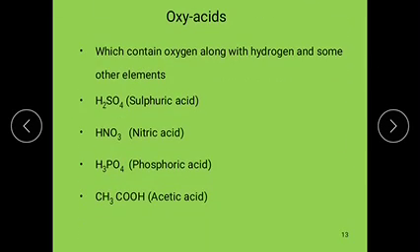And next one is oxyacids, which contain oxygen along with hydrogen and some other elements. Examples are H2SO4, where oxygen and hydrogen are there, so it is an oxyacid. HNO3 nitric acid is also an oxyacid. H3PO4 phosphoric acid is also an oxyacid. Next, acetic acid is also one of the oxyacids.